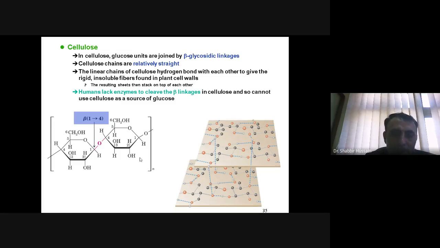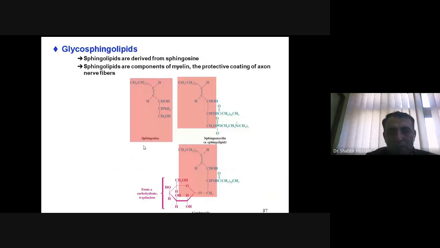Why human not get glucose as a source of energy from cellulose? Because human lack enzymes to cleave this beta linkage, right? In cellulose 1,4 beta linkage, therefore human cannot use it as a source of glucose molecule to get ATPs, right?